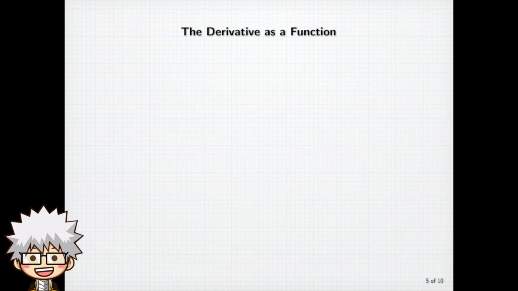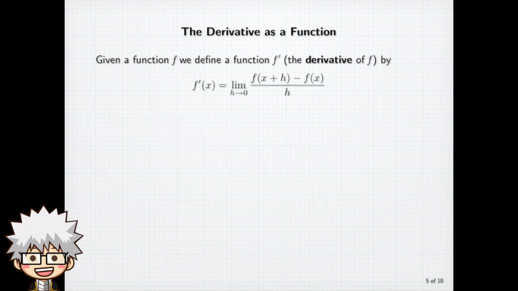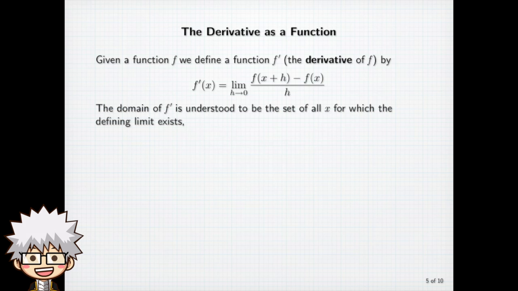The derivative as a function. Given a function f, we define a function named f prime, called the derivative of f, by f prime of x equals the limit as h goes to 0 of f of x plus h minus f of x divided by h. The domain of this function f prime is understood to be the set of all x for which the defining limit exists, that is, at all x at which f is differentiable.